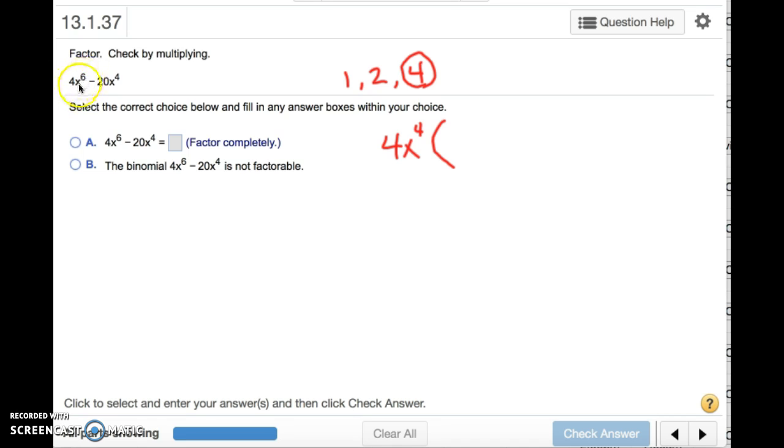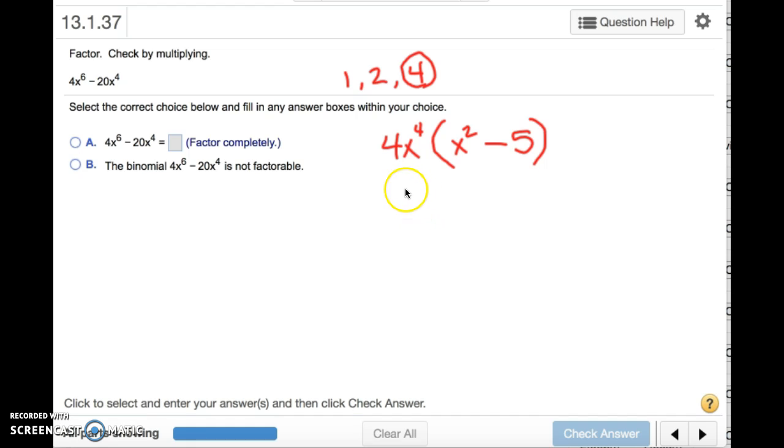I've factored out 4 of these x's, which means I have x squared left over. And then this 20, it's still going to stay minus. 20 divided by 4 is 5, and x to the 4th, and I factored out all 4 of those x's, so this is going to be my answer.